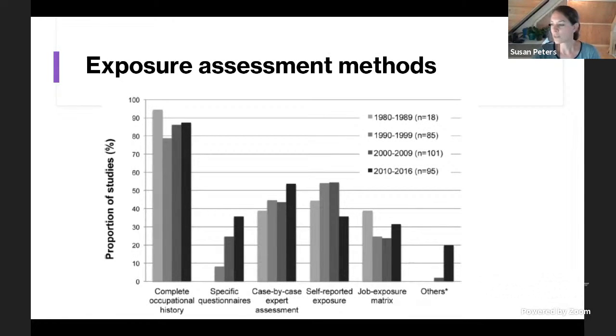But then if we look at job exposure matrices, the second last part, you see that in the 80s it was quite popular. Almost 40% of the studies reported using a JEM. Then there was a slight drop, but it became more popular in more recent years again. And I think we've worked on quite a few of these studies as well. But you see, they have been used over the last 40 years.